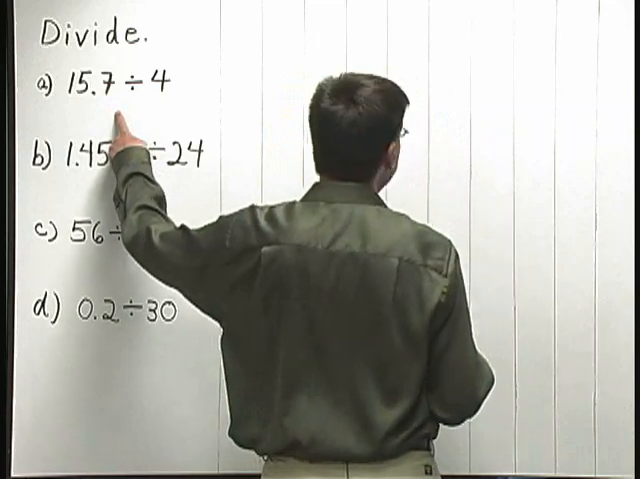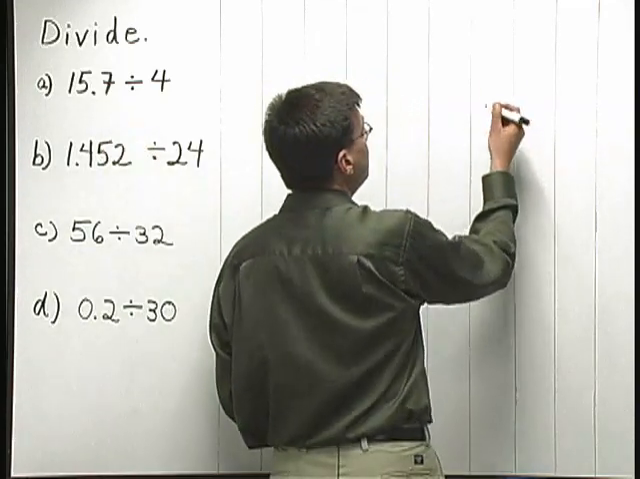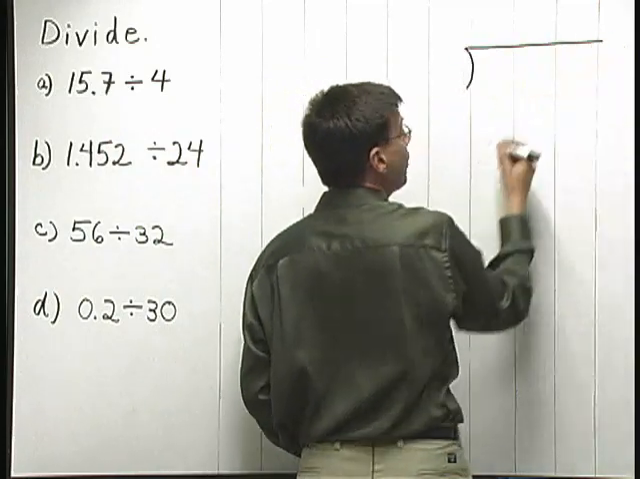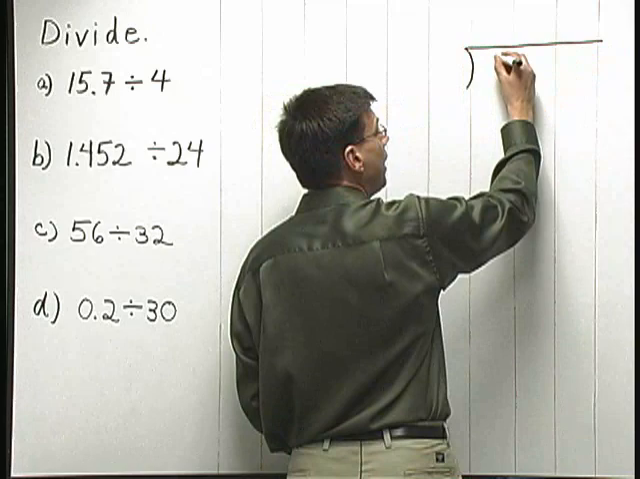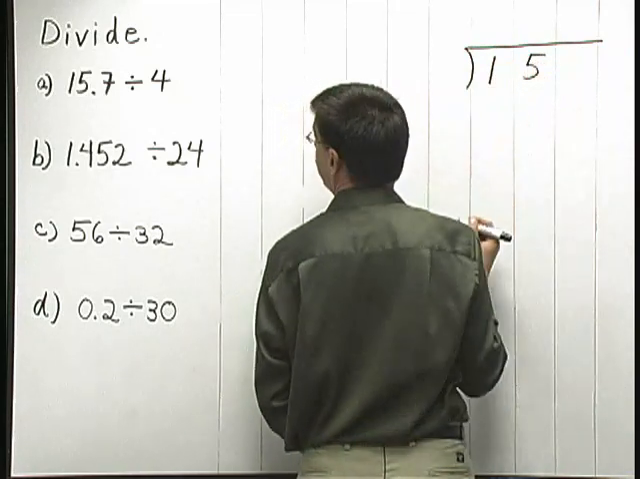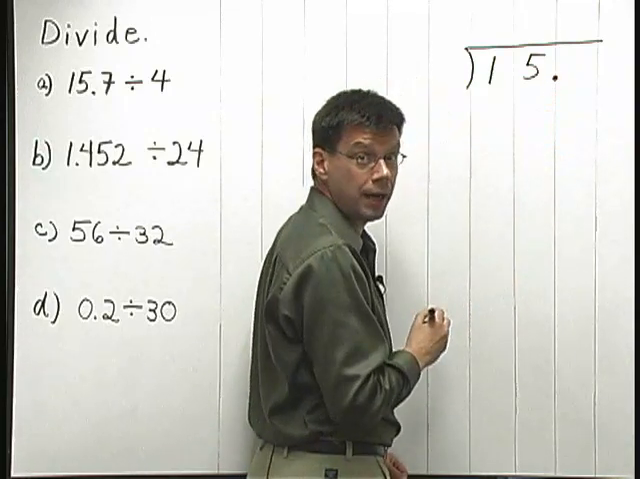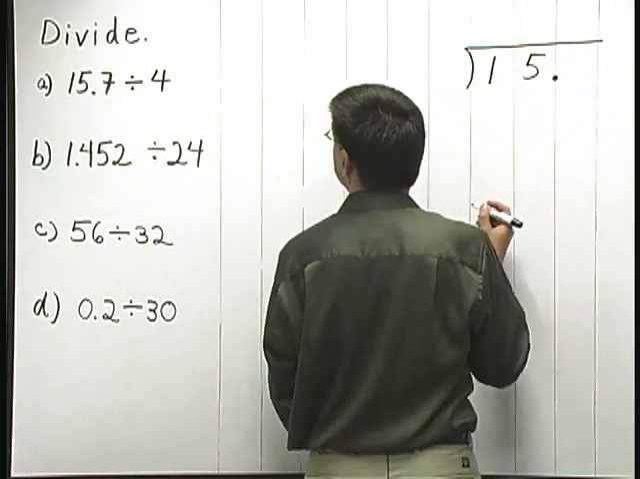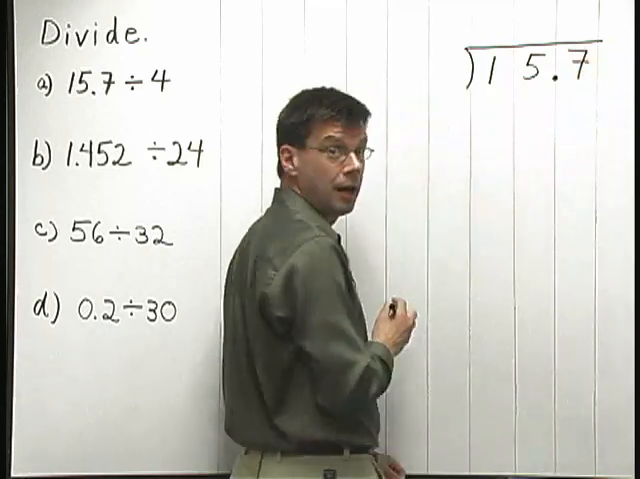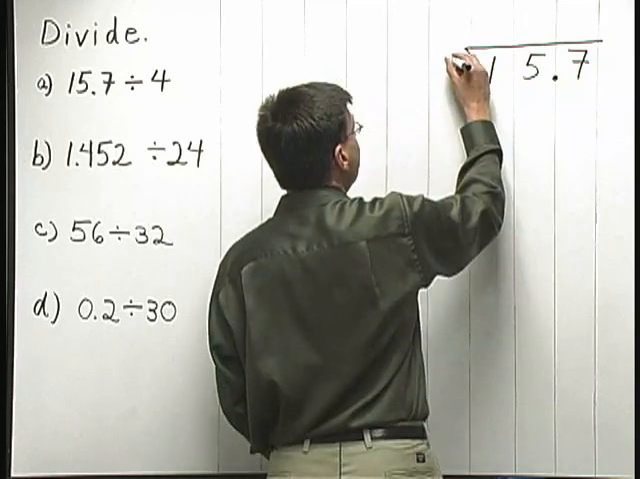A here, 15.7 divided by 4. 15.7 goes inside the long division box. I write 1 in a column, 5 in a different column. The decimal point I'm going to write right on top of one of my red lines. And then the 7. There's 15.7 inside the long division box. Out front goes the 4.